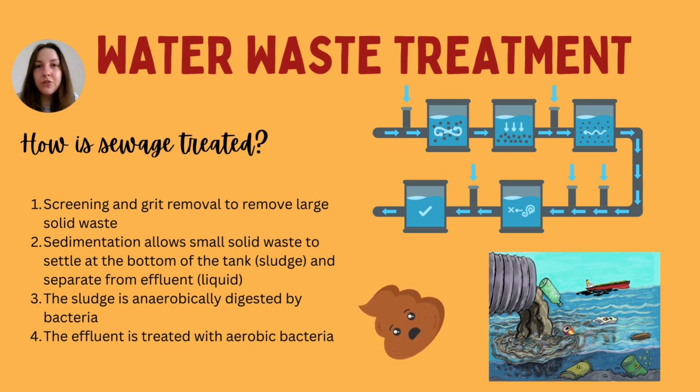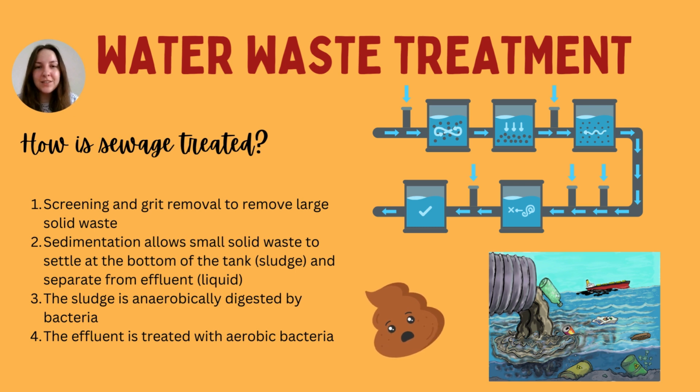But how is sewage treated usually? What do we need to know for the exam? So we essentially need to use something called a screening and grit removal stage, where the sewage will enter a big factory, if you will, and it will go through a screening stage where all of the solid waste is screened off to separate the liquid from the big solids that are in there, as you can imagine.